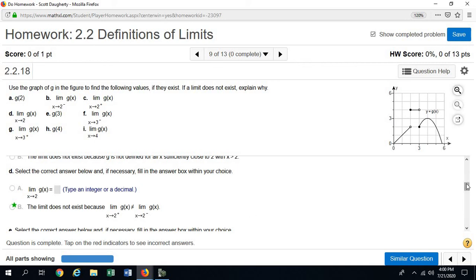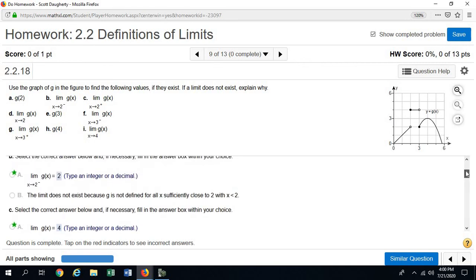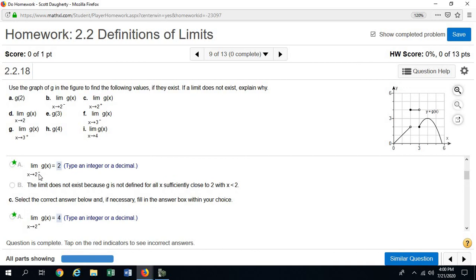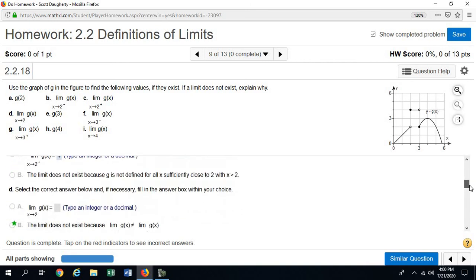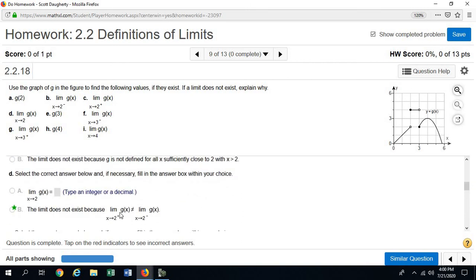Well, in this case, we got two different numbers, right? From the negative side of 2, the limit was positive 2, and from the positive side of 2, it was 4. And since these are two different numbers, then the two-sided limit does not exist. Okay, so the answer is B.